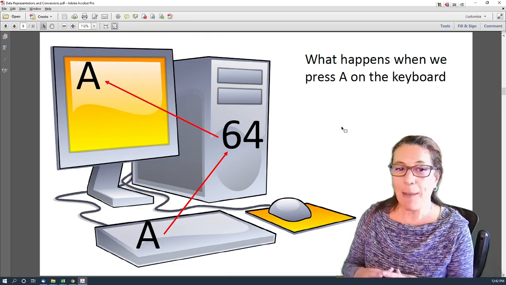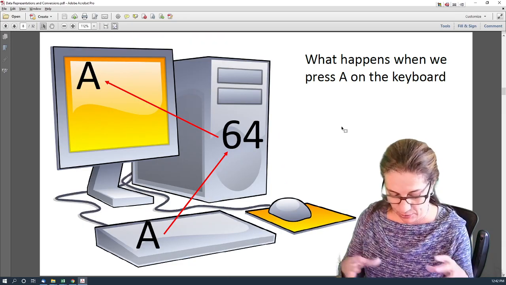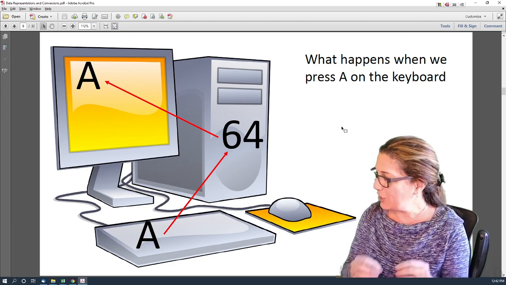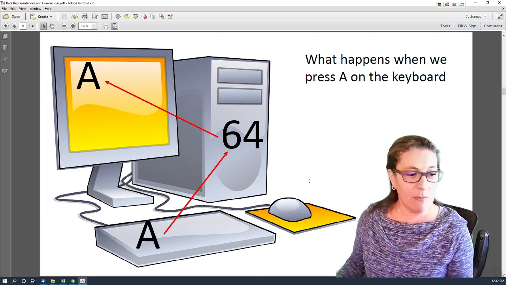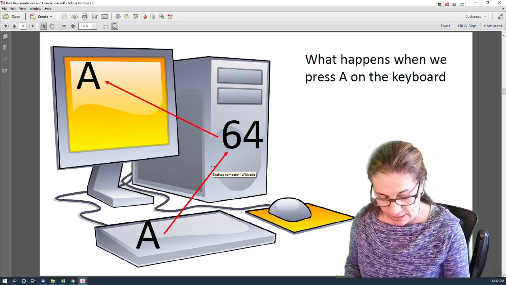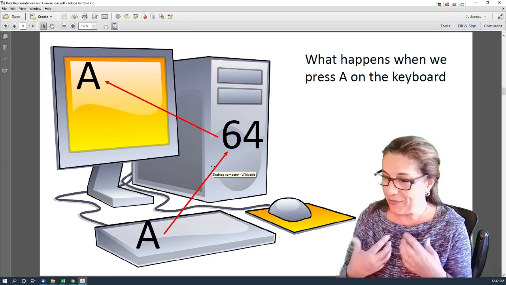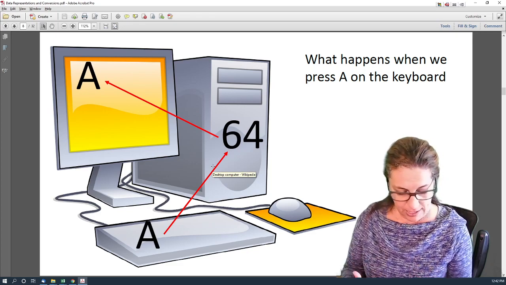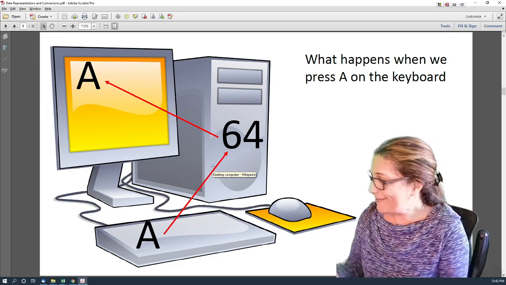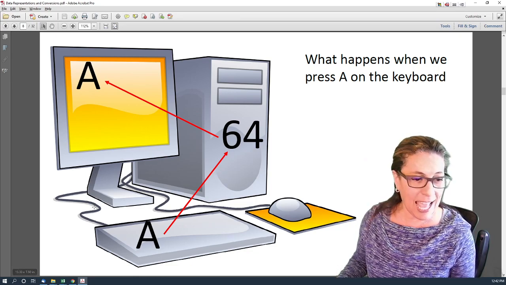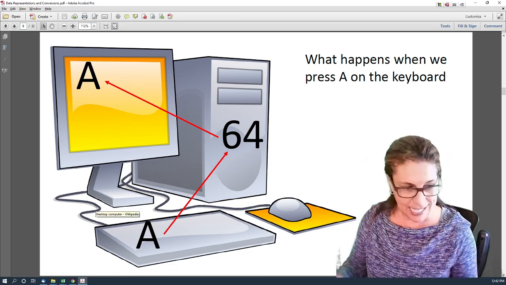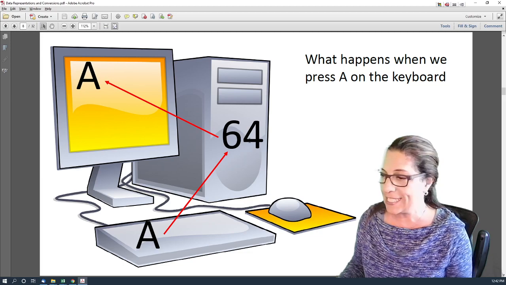So what happens when you have a keyboard and you actually press a character, for example, capital A? You see capital A on the keyboard because the keyboard is facing us, human people, but the computer doesn't really care. All the computer cares about is that the A is encoded to some number. In this case, it's going to be the number 64 in ASCII.